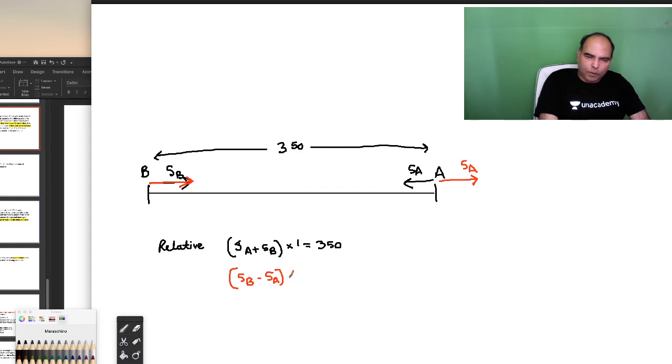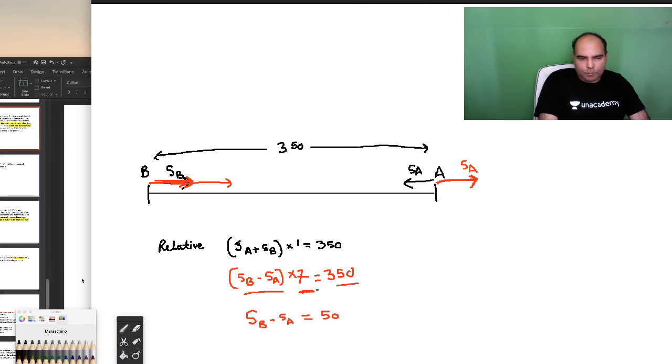And this requires 7 hours for B to catch up with A, which means in this scenario when A is moving east and B is also moving east, A and B meeting can only happen when B catches up with A, and that would mean that B's speed is larger than A's speed, and B has to make up a distance of 350. So the relative speed into 7 should be 350, because it does that making up in 7 hours. So what you get is SB minus SA is 50.